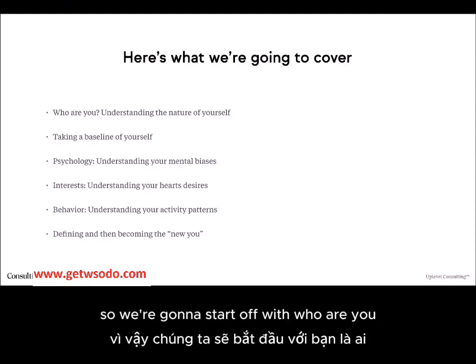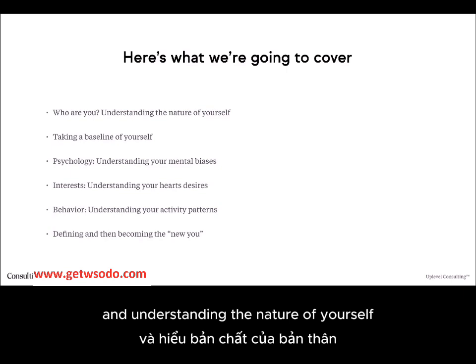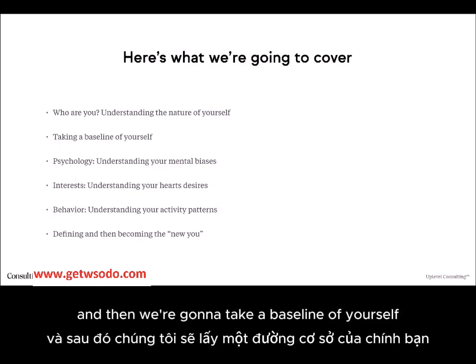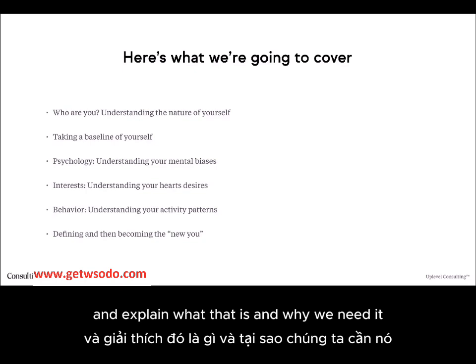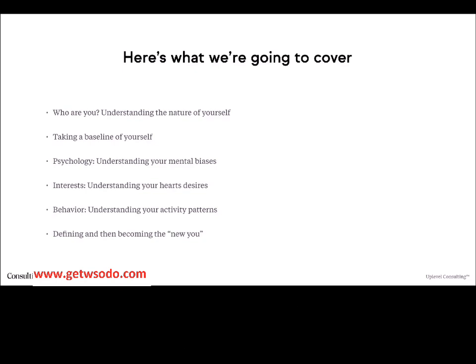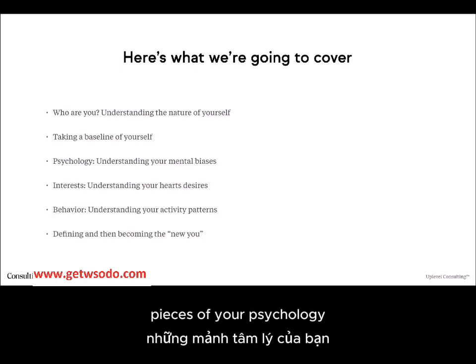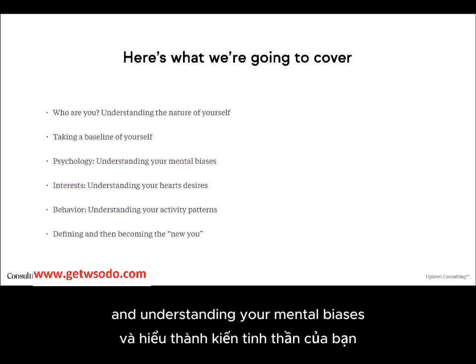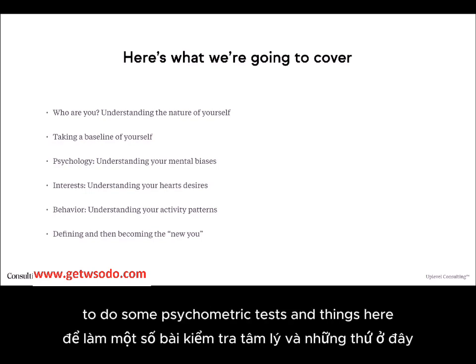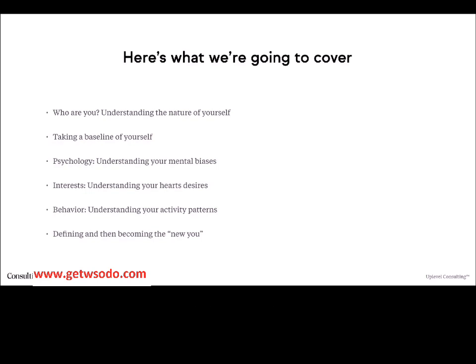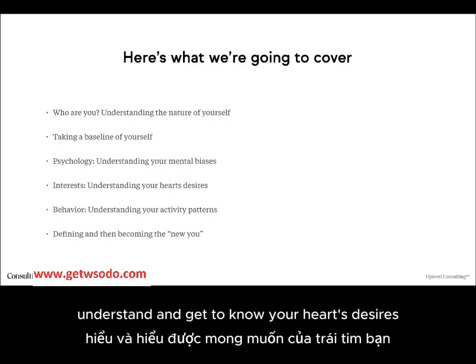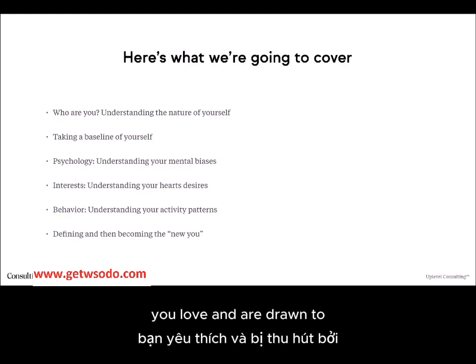So we're going to start off with who are you? And understanding the nature of yourself. And then we're going to take a baseline of yourself. I'm going to explain what that is and why we need it. And then we're going to look at the three key pieces of your psychology and who you are. So the first one is your psychology and understanding your mental biases. And we're going to do some psychometric tests and things here. And then we're going to understand your interests and really understand and get to know your heart's desires and the things that you love and are drawn to.